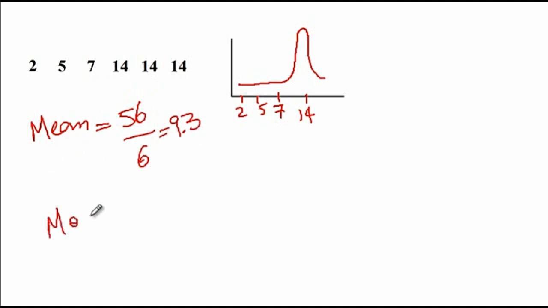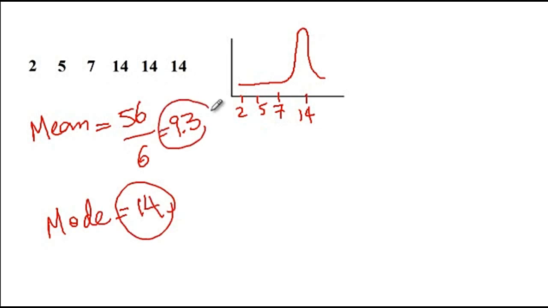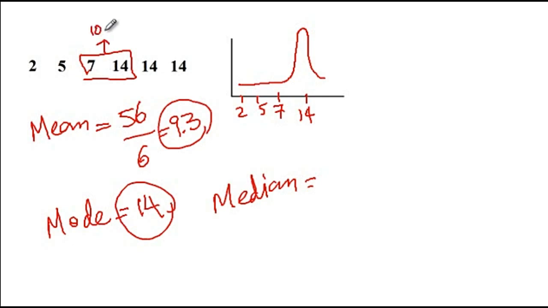Our mode, which is the number that is repeated the most, is number 14, because now number 14 is repeated 3 times. So number 14 is our mode. And then our median is the number that is in between. Our numbers in between are number 7 and 14. When you don't have an odd number of samples, what you have to do for the median is average these two numbers. So 10.5 would be our median number.